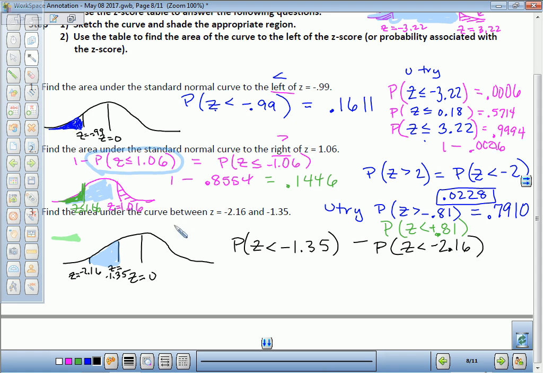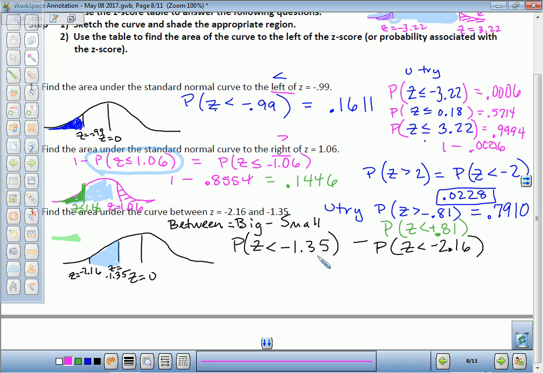So whenever we want to find between, what we do is the bigger one minus the smaller one. And that leaves us what's in between. Does that make sense? Okay, so look up these two. Let's see if you can read that chart.